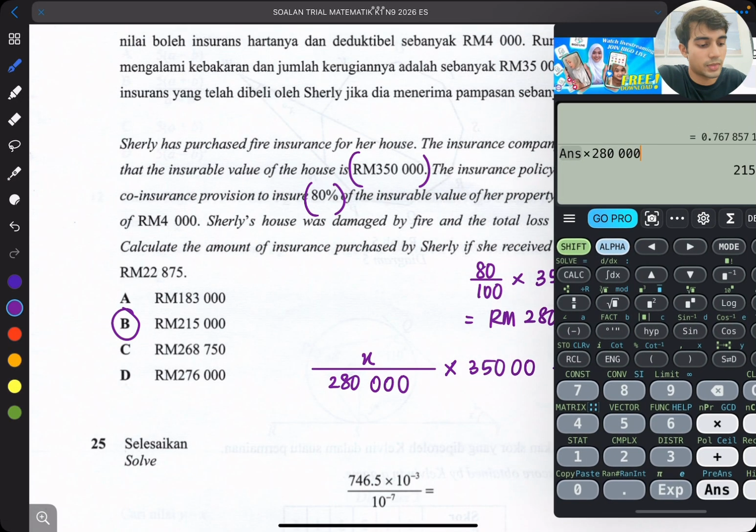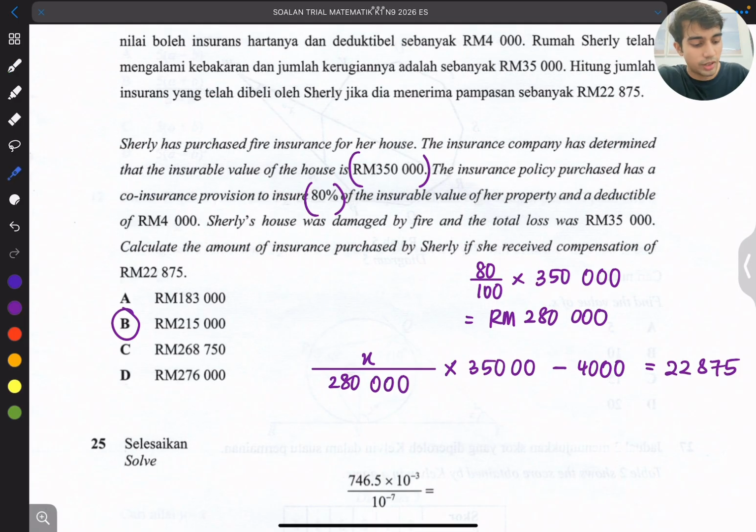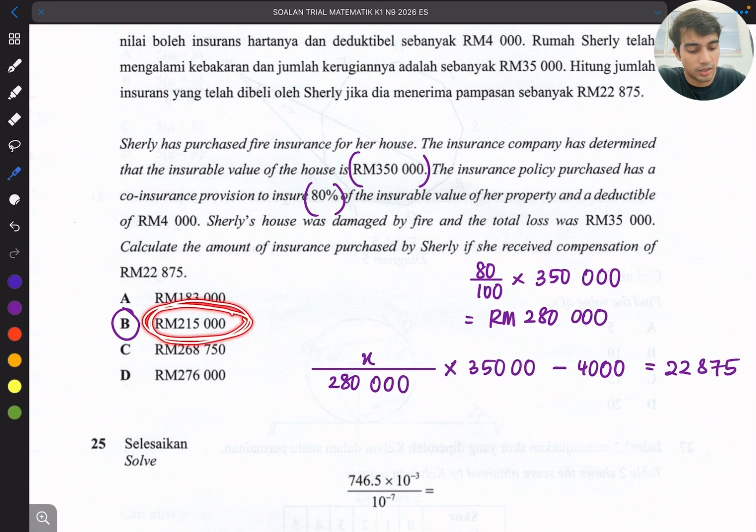So she bought insurance for 215,000. So if she bought it for 280,000, whenever there is loss, you will get the full compensation minus the deductible. But here, she bought it at a fraction. She only bought for 215,000. So the amount of compensation the insurance company gives is also a fraction. Okay, the fraction that you bought. Done.